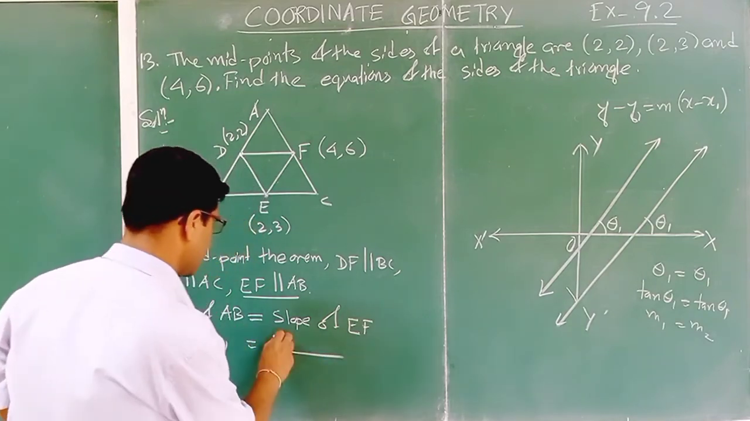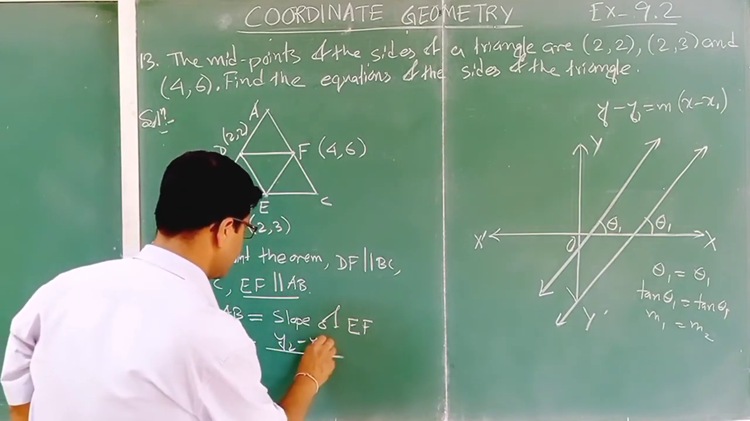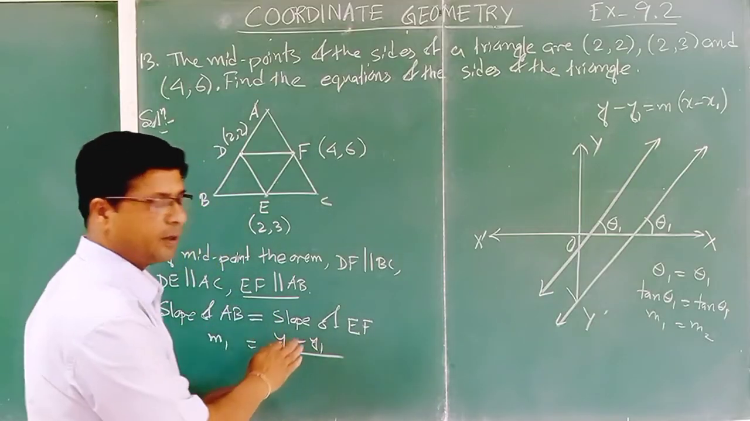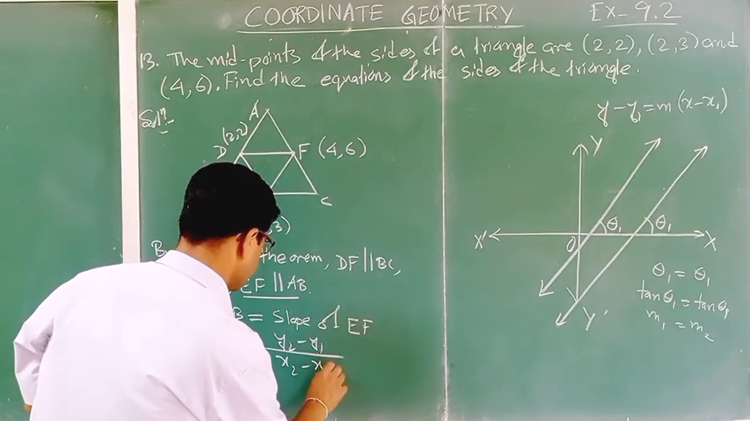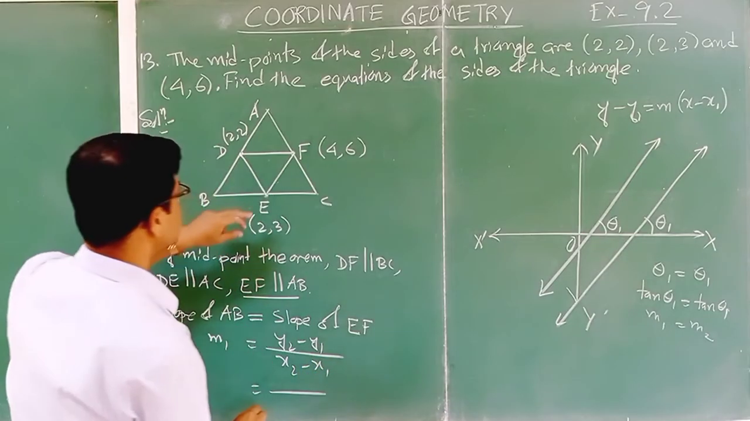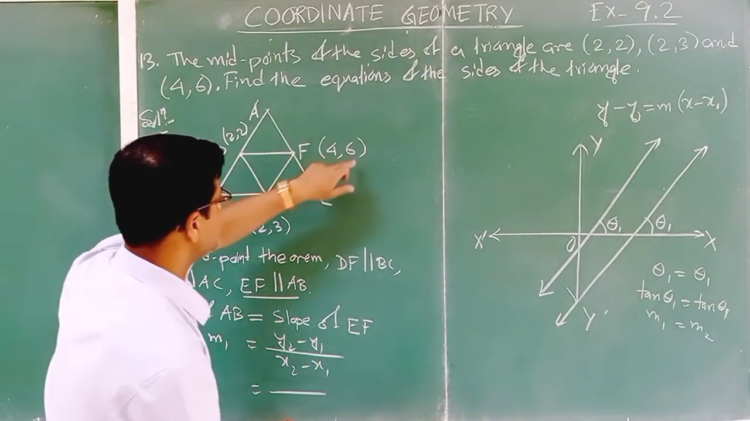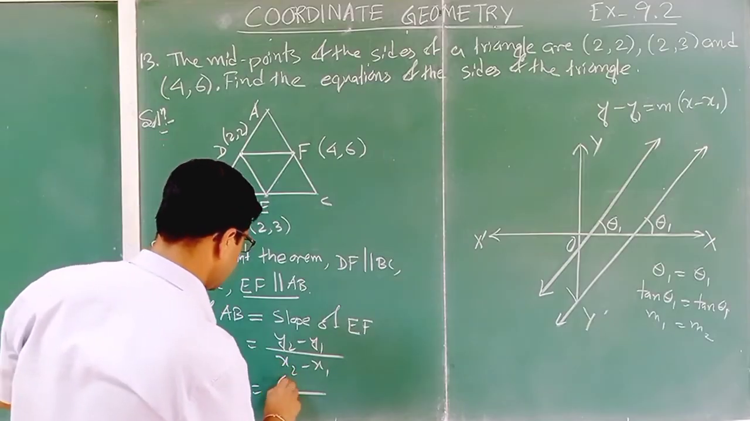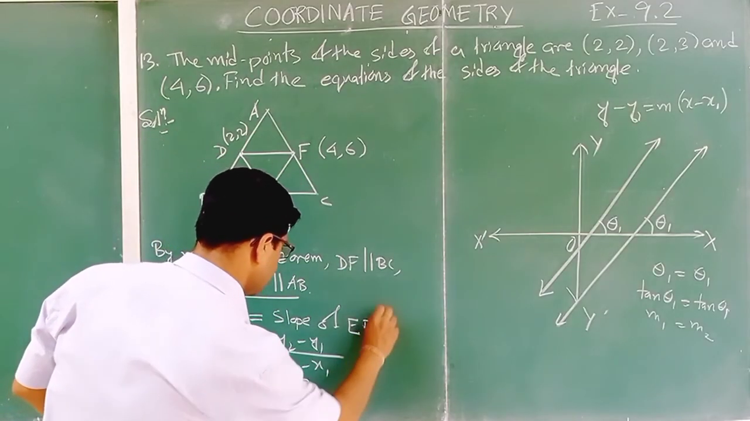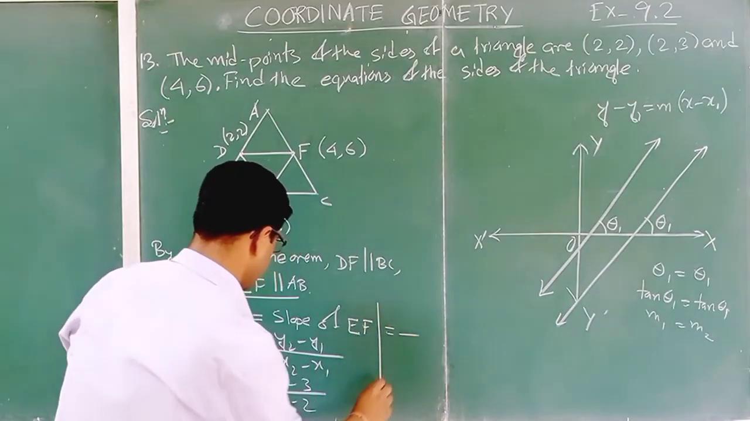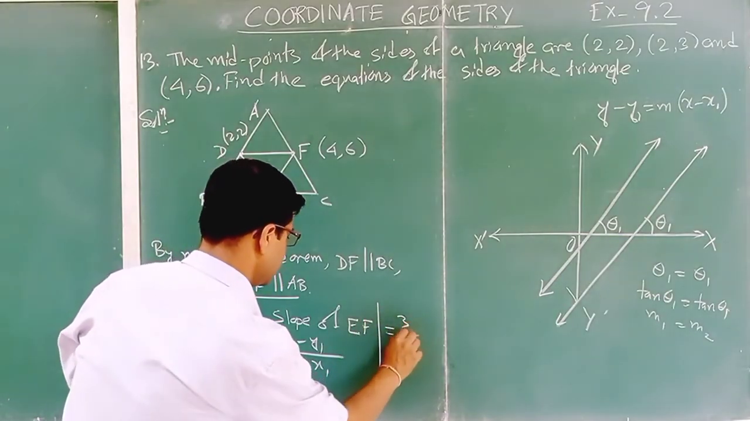How do we find the slope? I am writing the formula. In this case only I will write the formula; from the next case we shall not write. M1 equals (y2 minus y1) divided by (x2 minus x1). Suppose x1, y1 and x2, y2. So 6 minus 3, and this is 4 minus 2. 6 minus 3 is 3, and this is 2.